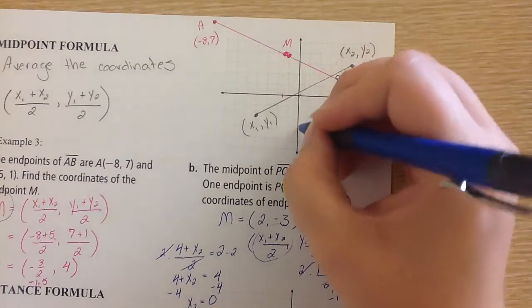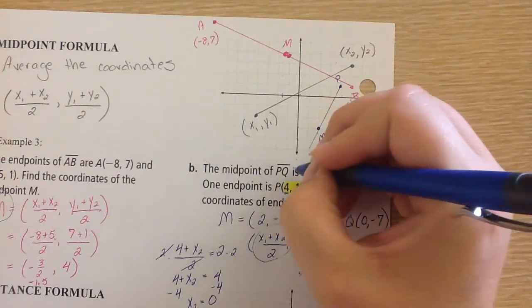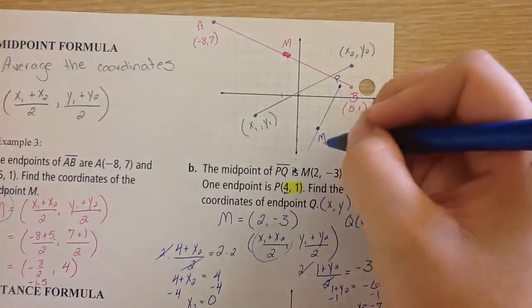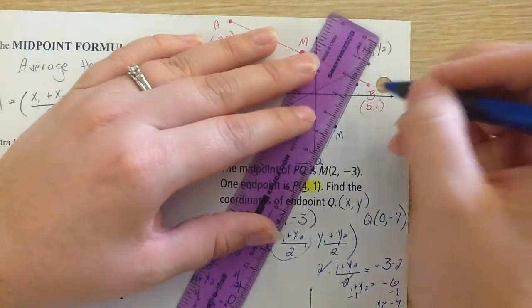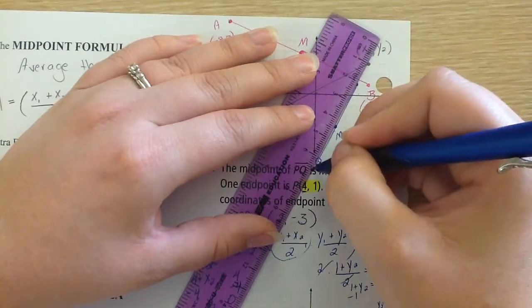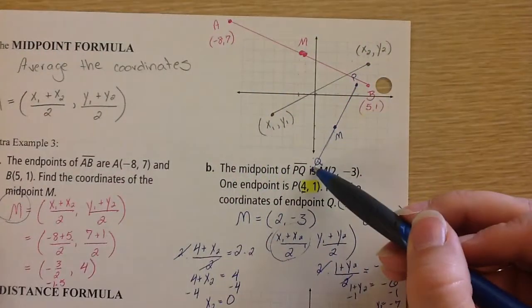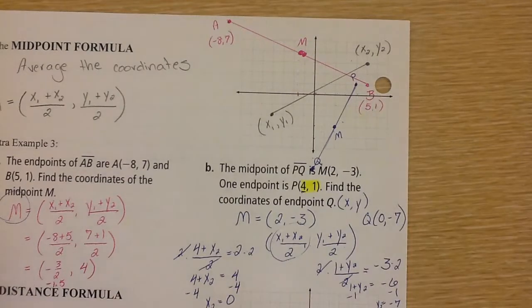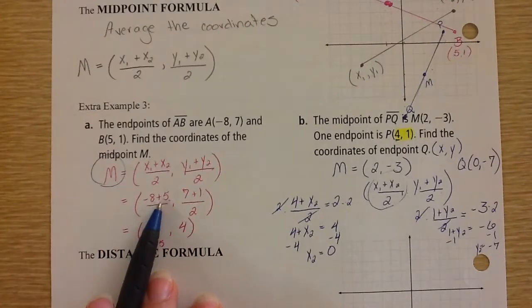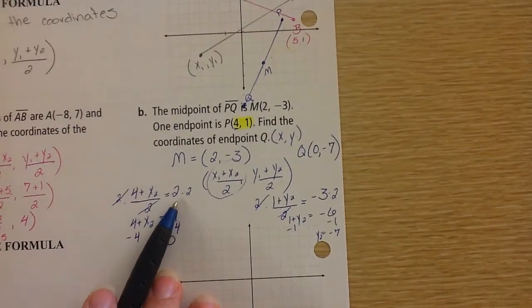0, 1, 2, 3, 4, 5, 6, 7. Which looks like it lines up pretty good. My point Q is down here. Right about there. So point Q is down here. Point P is up here, and M is that midpoint. Okay. So that's our midpoint formula. Two different ways of using it. Either finding the midpoint, like we did in example 3A, or finding one of the endpoints if we're given the midpoint, like example 3B.